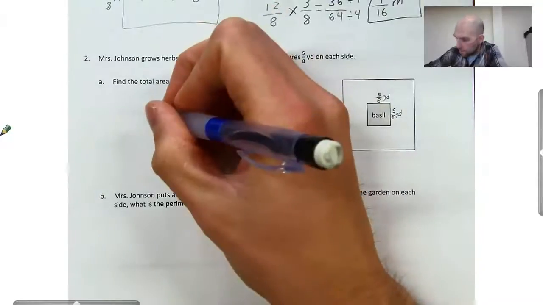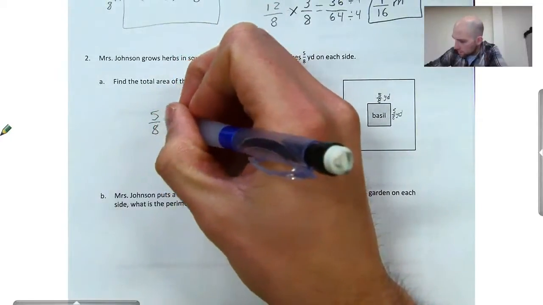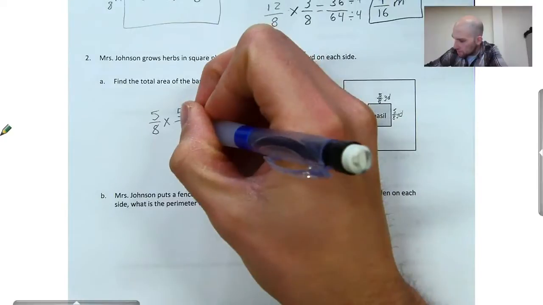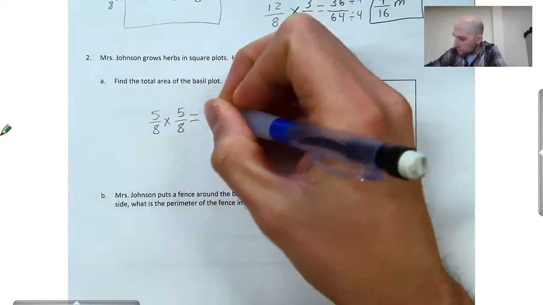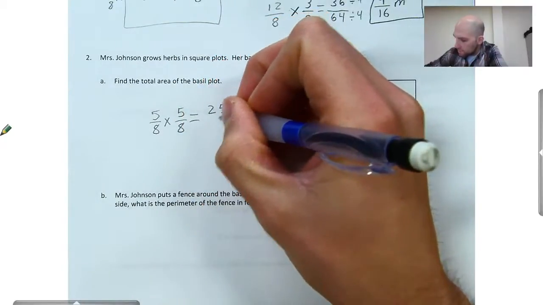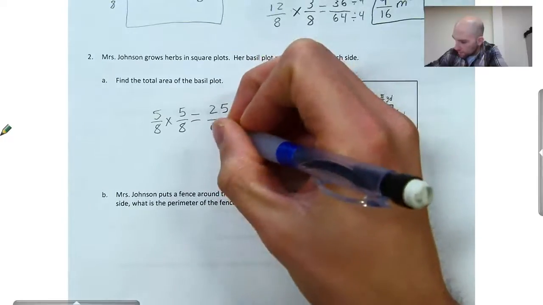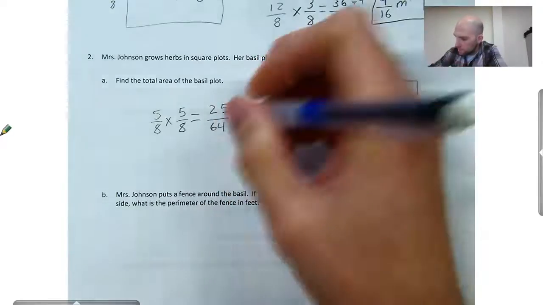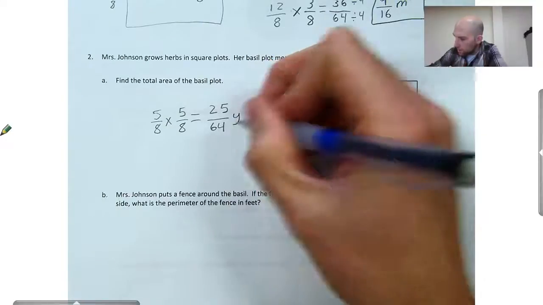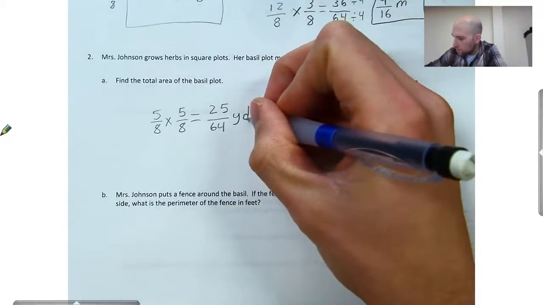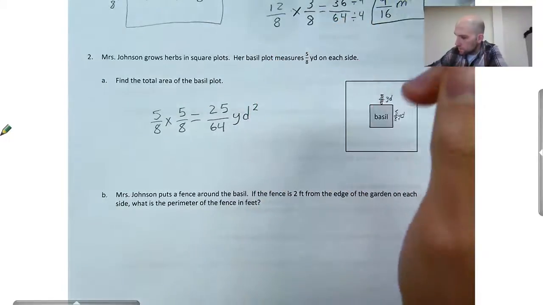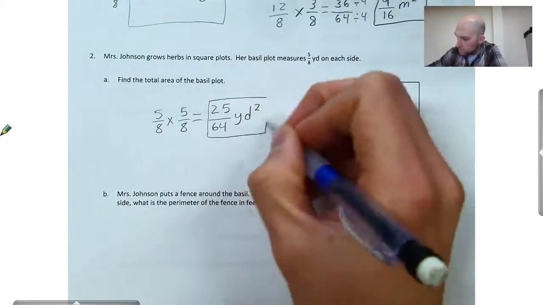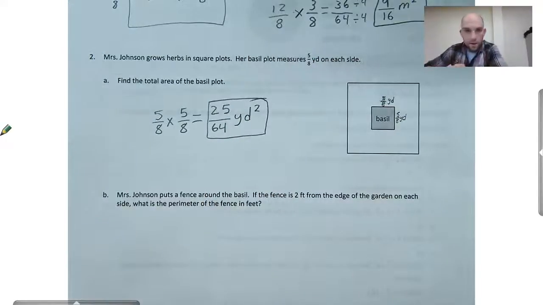So I'll have 5/8 times 5/8. It's going to give me 25/64. And that'll be in square yards. So there's my area. But this is going to be a multi-step problem here.